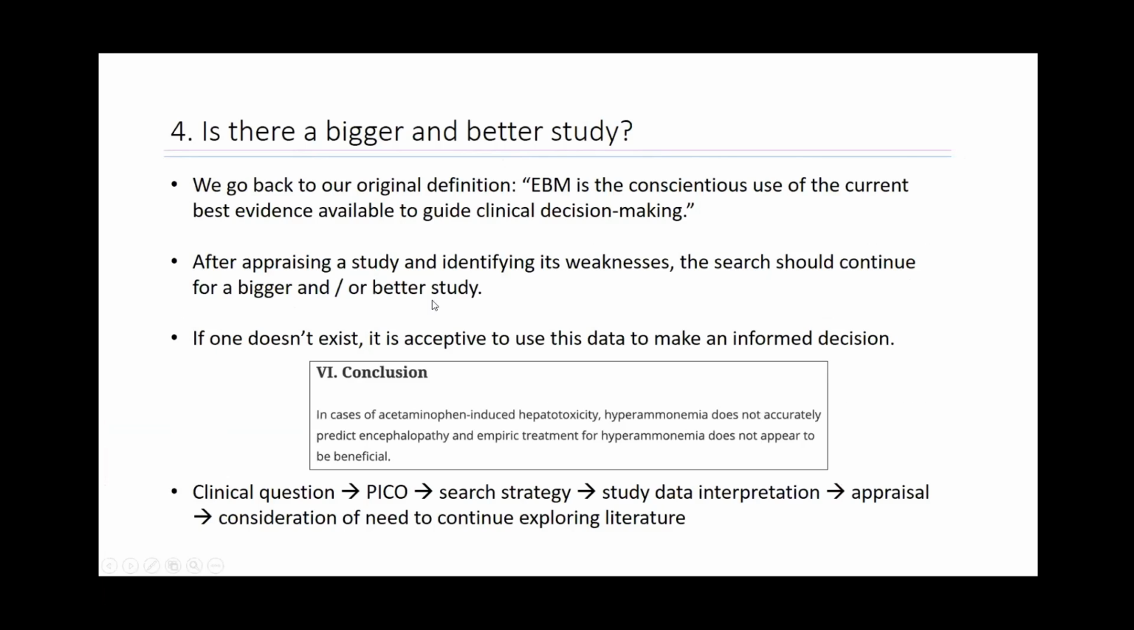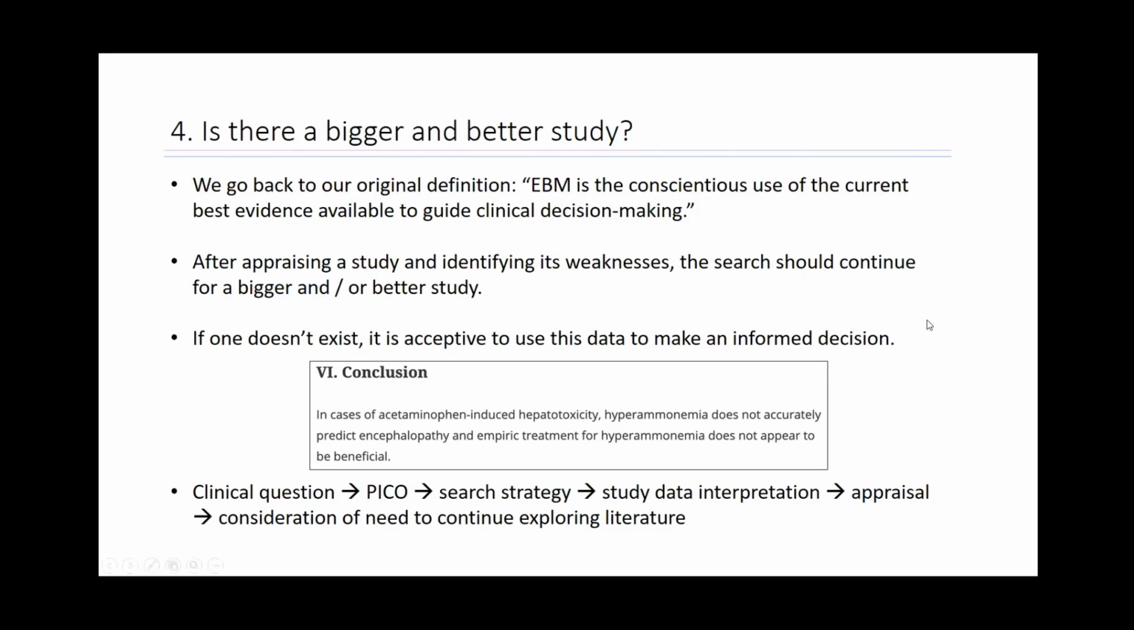And so, the last thing is, after doing this, you have to ask yourself, is there a bigger and better study? Because if you do want to do evidence-based medicine, you can't just pick the first study that you find. You have to go back and see, okay, well, this study had these weaknesses. Is there another study that doesn't have those weaknesses, that has higher quality or that has a larger sample size and can give you better quality data?